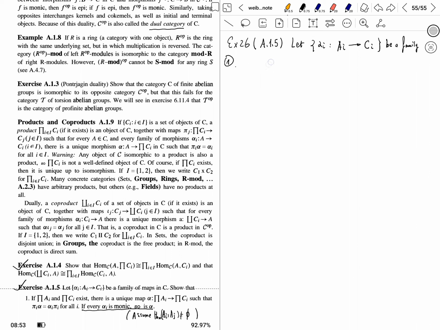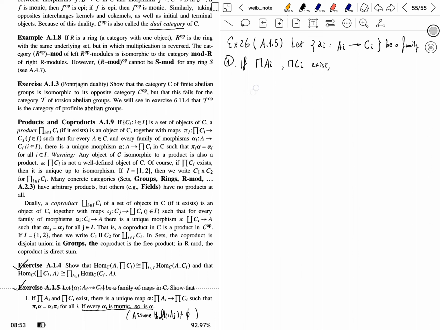If the products exist, show that there is a unique map between the products such that it commutes with the product projections pi_i. Secondly, show that it preserves monicness, monomorphism. The first part is easy, just by the universal property, or exercise 8.1.4 if you want.